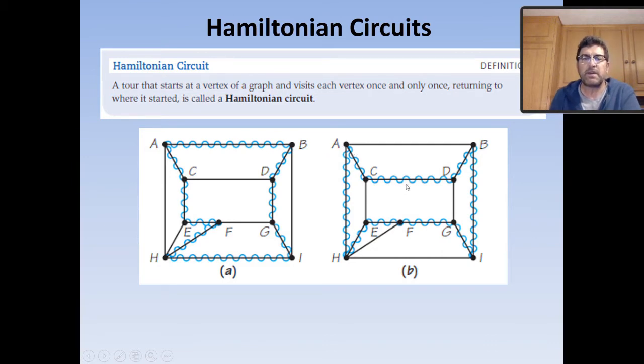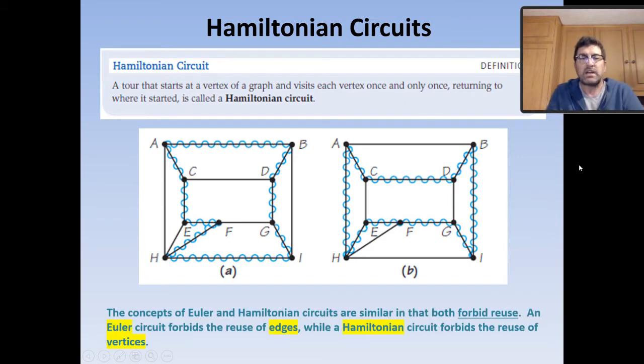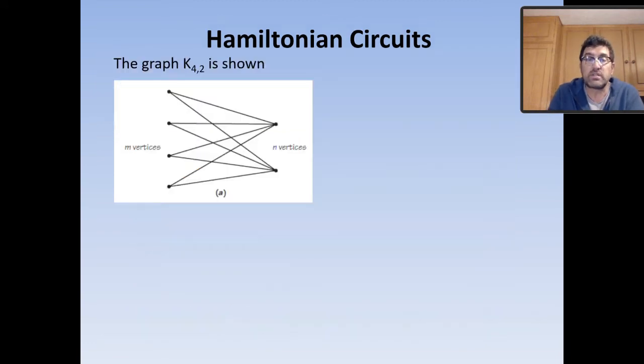The only difference maybe here is this one has 1, 2, 3, 4, 5, 6, 7, 8, 9 edges that it uses to visit the vertices. This one has 1, 2, 3, 4, 5, 6, 7, 8, 9 as well. So there's no difference there. But the difference could come in if we are working with a weighted graph, where there are distances or costs assigned to each of the edges. Okay, so Euler and Hamilton are similar in the fact that they forbid reuse. Euler works with edges, Hamilton works with vertices.